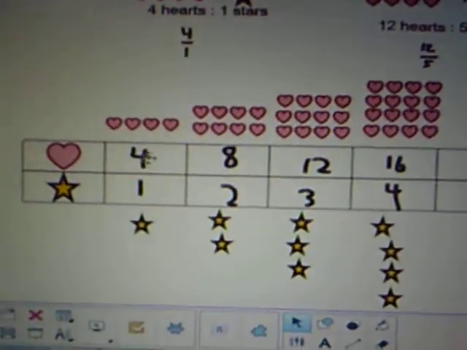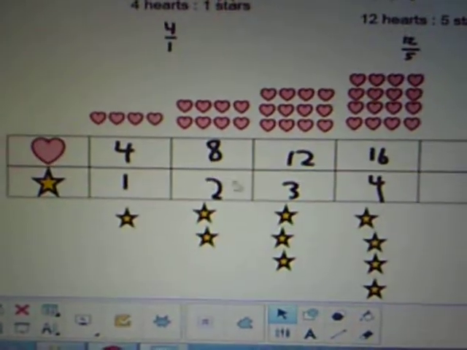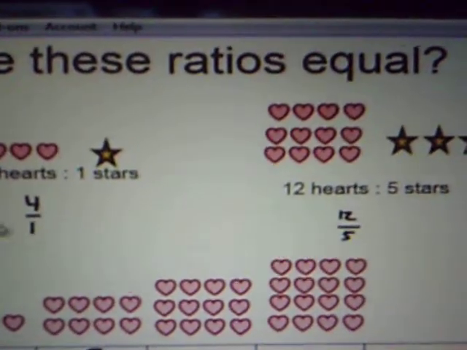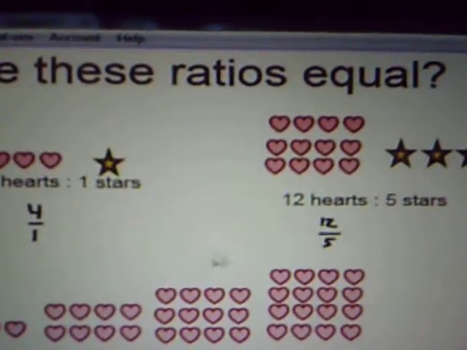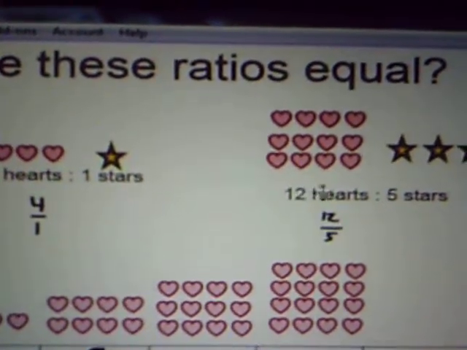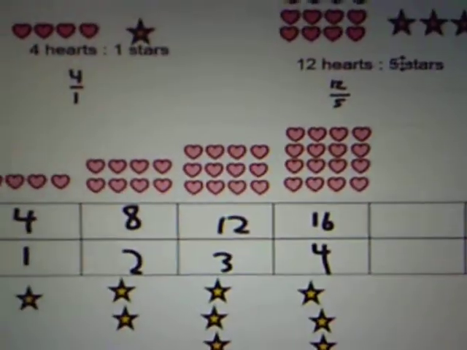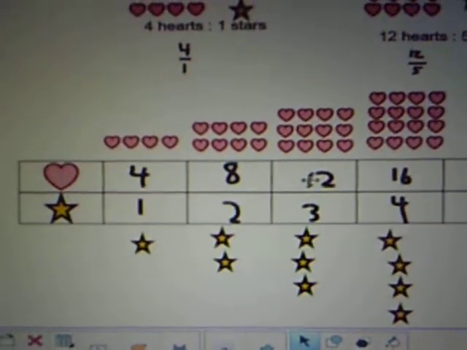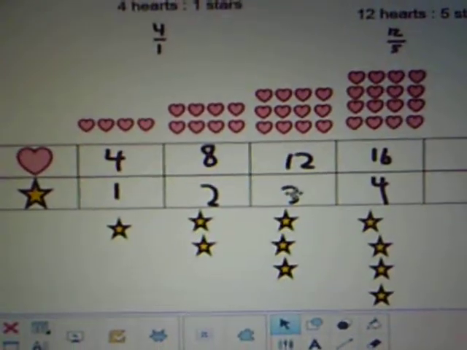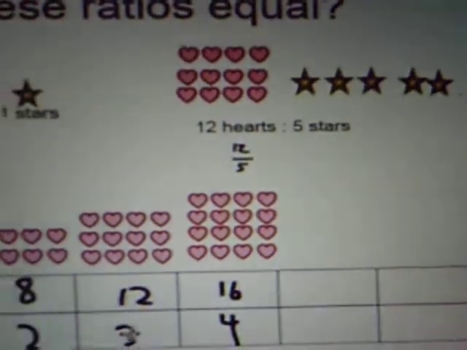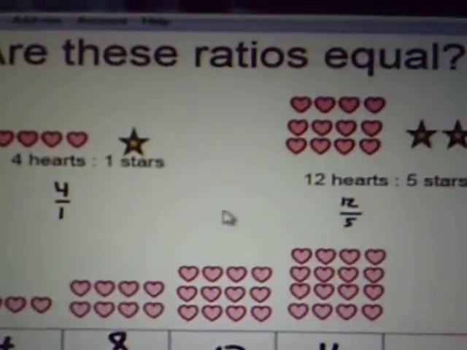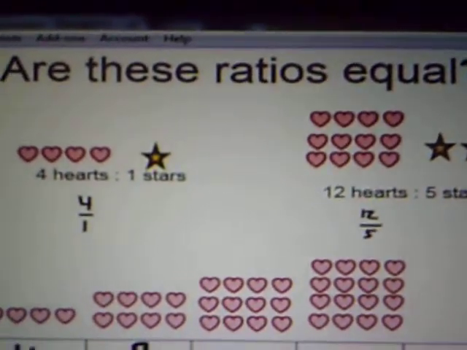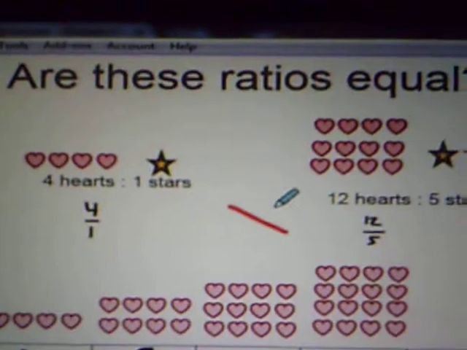So I can say that these ratios are all equal, 4 to 1, 8 to 2, 12 to 3, and 16 to 4. But my question asks, is the ratio 4 to 1 equal to the ratio 12 to 5? 12 hearts to 5 stars. Well, it's actually not. Because if I look at my table of equal ratios, I'll notice that when I have 12 hearts, I should have 3 stars, not 5. So that means that these two ratios, 4 to 1 and 12 to 5, are not equal ratios. Okay? Not equal.